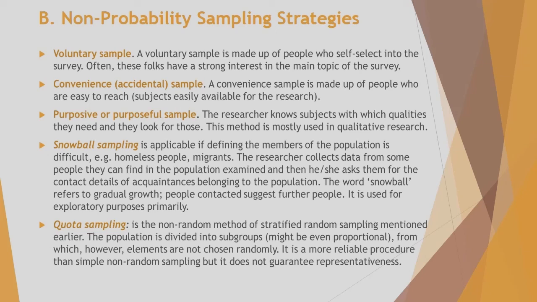The second kind is called convenience or accidental sampling. A convenience sample is made up of people who are easy to reach, subjects easily available for the research. In other words, those subjects whom you can find easily.